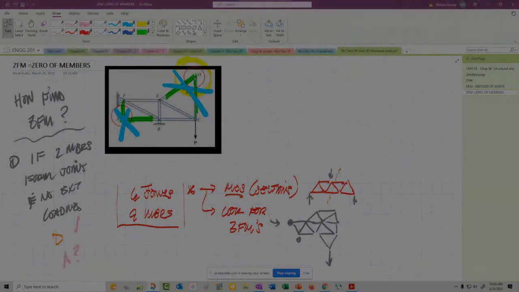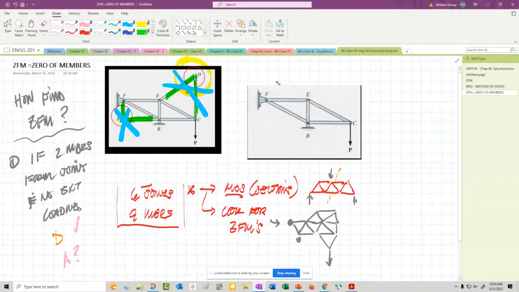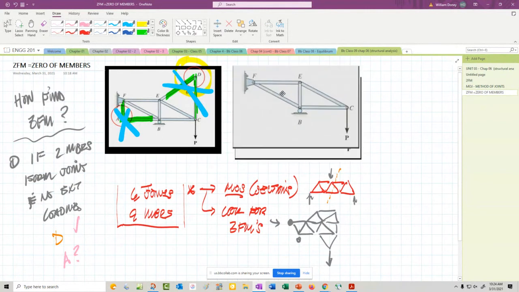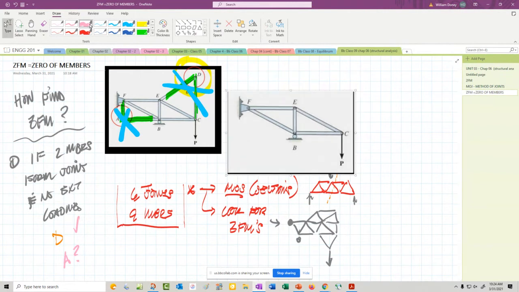And if we went through that inspection beforehand, we could redraw our structure to look like this. I'll put it so it lines up a little bit. Because what we did is got rid of those two members and those two members, and I've certainly simplified this problem. Now I'm down to four joints and five members. A little easier to solve.